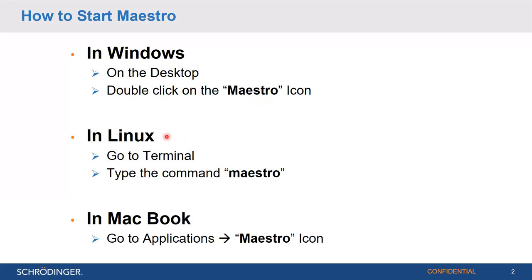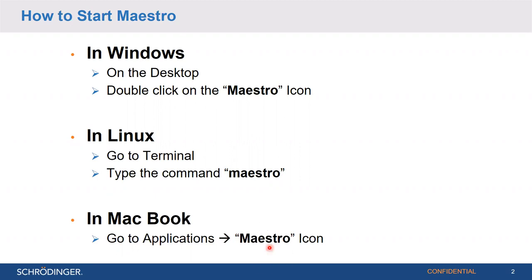For Linux users, you just need to go to the terminal. You know where to look for the terminal, and in the terminal you just type the simple command maestro, M-A-E-S-T-R-O. Once you type the command, it will start the Maestro visualizer. In the case of Mac users, if you have a MacBook, you need to go to Applications, and in Applications you will find the Maestro option. You just need to click on it and it will start Maestro.